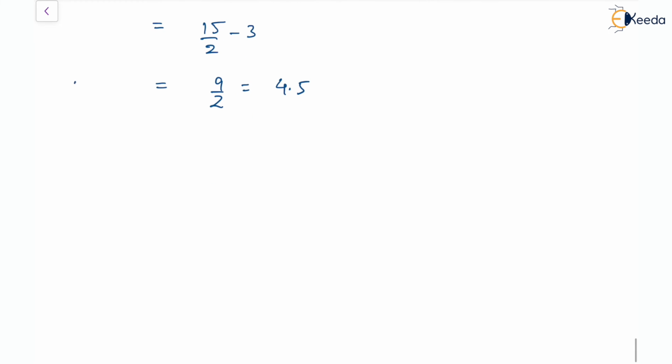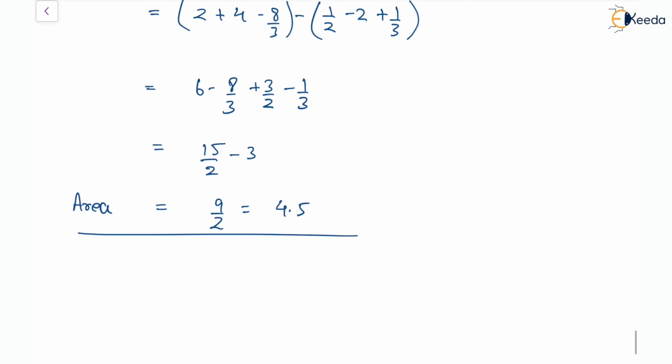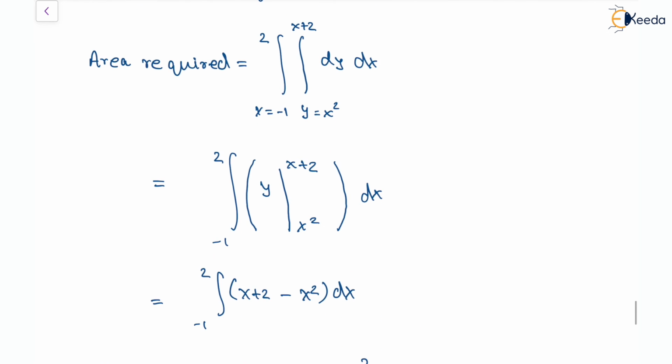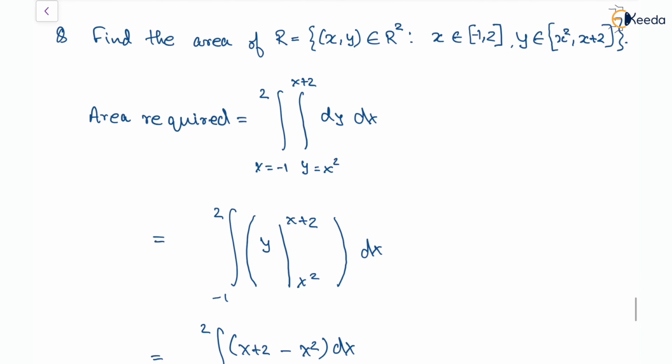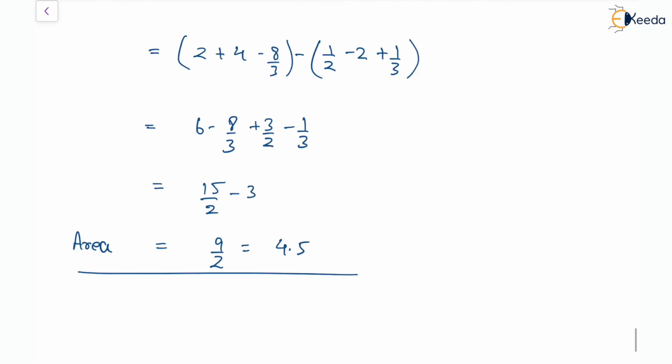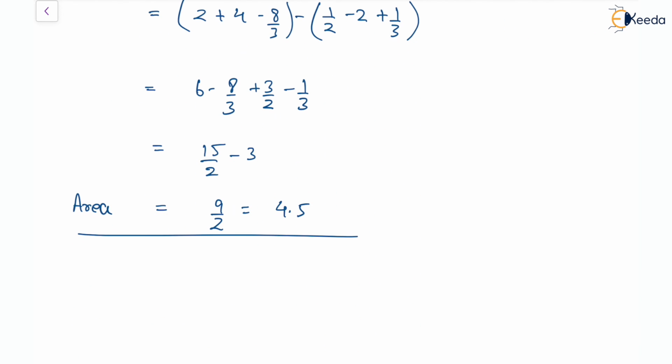So the area required here is 4.5. So I hope this is clear. We didn't have to do the diagram. We didn't have to do the intersection. We could directly see the limits from the region defined here, and therefore we could directly integrate and find the value. That's it. So I hope you understood. Thank you.